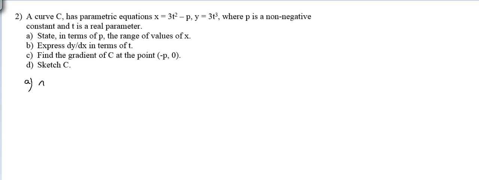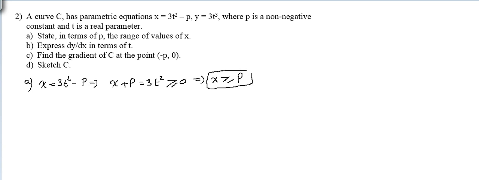First, x equals 3t squared minus p. This means that x plus p is 3t squared. Since t squared is greater than or equal to 0, 3t squared is greater than or equal to 0. This means x is always greater than or equal to this non-negative value p. So what are the values of x? X goes from exactly p to plus infinity.